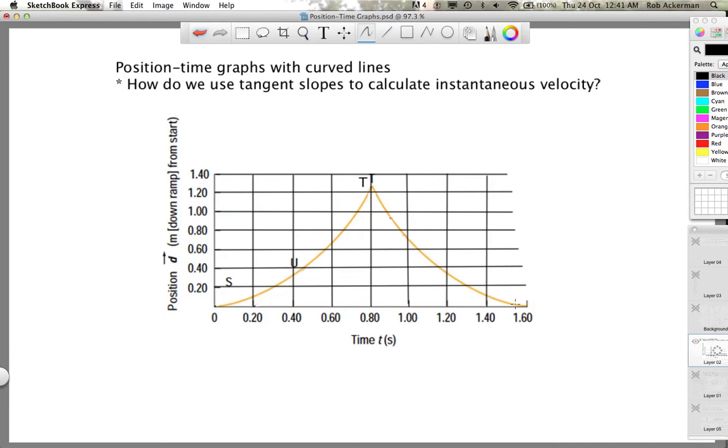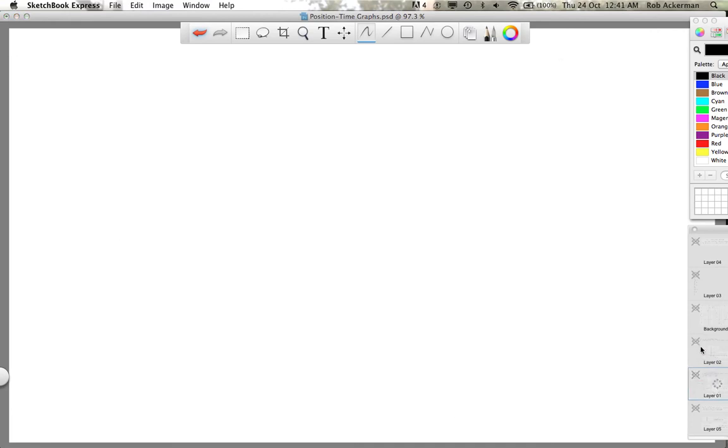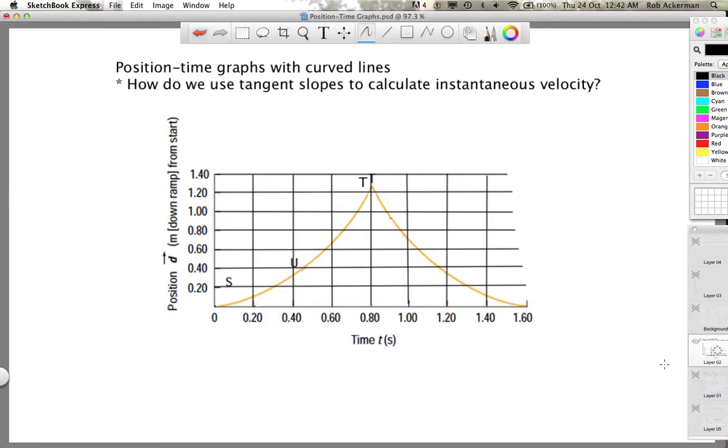Moving along, let's take a look at a slightly more complicated graph. This graph has curves on it, and what does it mean if the graph that we're dealing with is curved? Well, just like here, the straight lines meant constant velocity, the curved lines are going to mean the velocity isn't constant, which means the velocity is changing. So one of the rules, curves mean velocity changes. Now, if the velocity changes, does it make any sense for me to ask you what is the velocity? The answer is no, because the velocity keeps changing. There is no one single velocity.